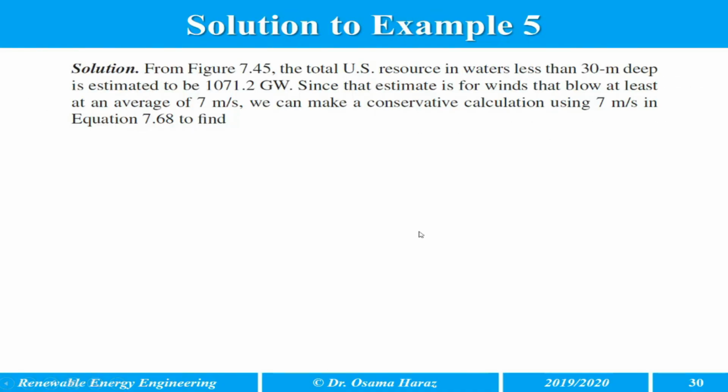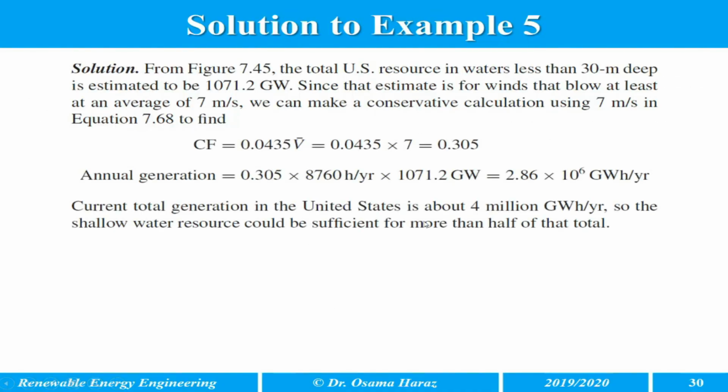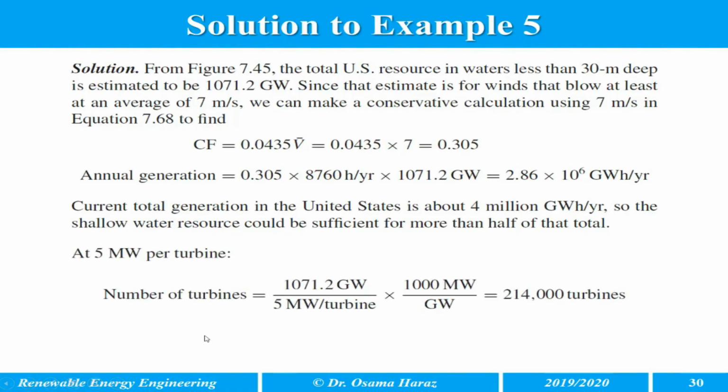Then we need to calculate the area. We have a turbine that's producing 5 megawatts, and the rated power is 1071, so divide 1071 by 5 megawatts, you get the number of turbines needed. So the number of turbines needed is almost 214,000 turbines to produce this amount of rated power.